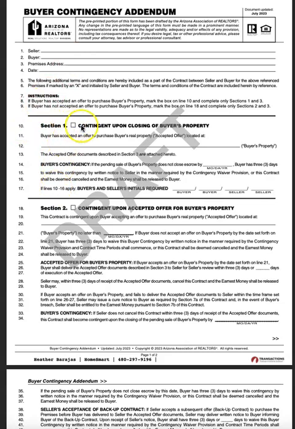Section 1 is contingent upon the closing of a buyer's property. So in this section, we've already gotten your house under contract as a buyer. We know the close of escrow date. We know we have all of our numbers in line, right? So we already know how much your house is selling for. We've already talked to title.